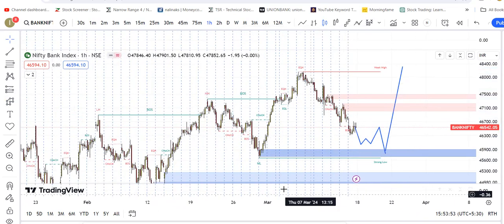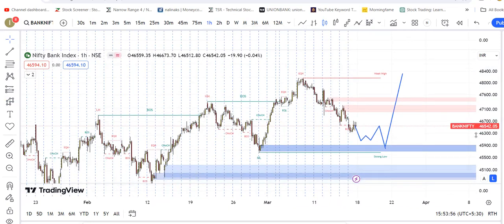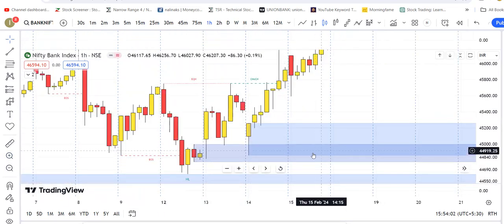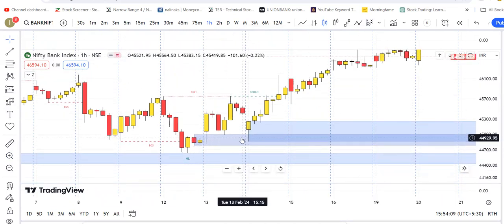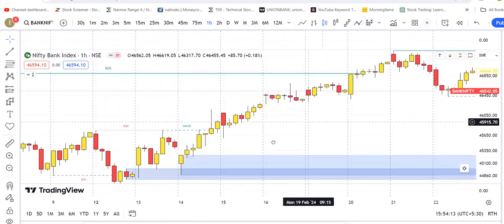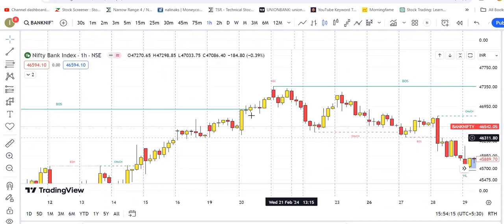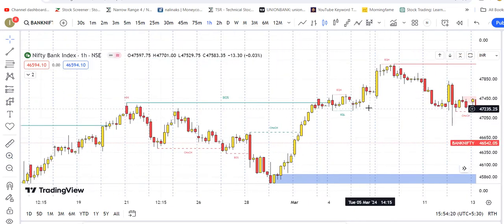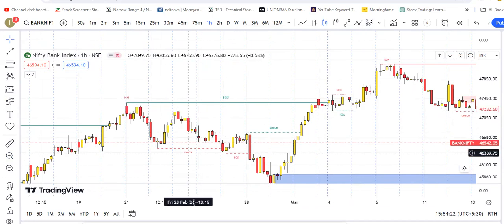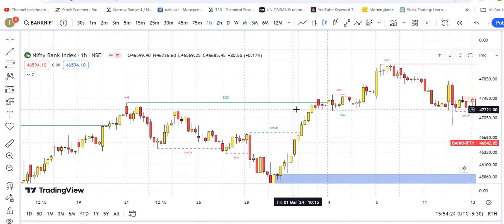This area also has been mitigated. Yeah, this order block has been mitigated. Here, this order block has been mitigated. It has taken the liquidity. See the liquidity over here. It has come down and swept the liquidity, and then it has gone up. Now the equal low is here, 47,199.